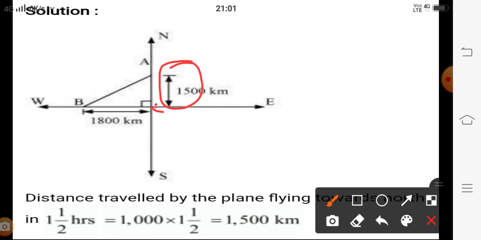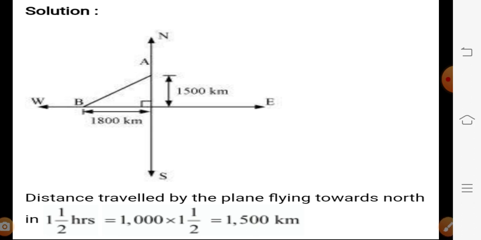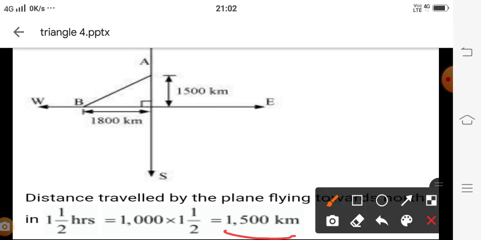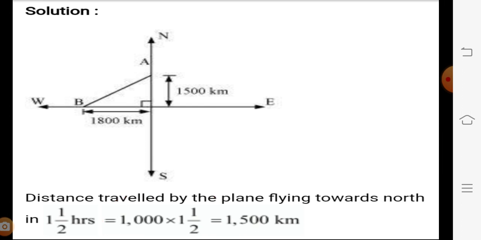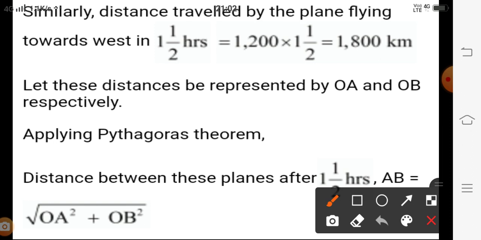Suppose at the origin you consider the airport, and the two aeroplanes leave towards north and west. Then we get the distances as 1500 kilometer and 1800 kilometer by using the relation distance is equal to speed into time. Here we get 1500 kilometer after multiplying these two. Similarly, we get the second distance due west, which is 1800 kilometer.